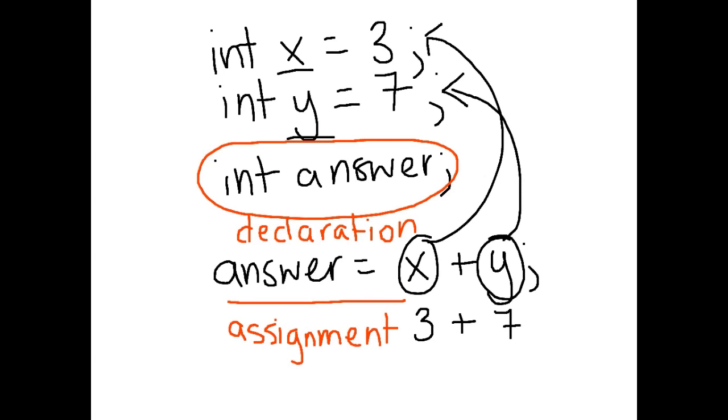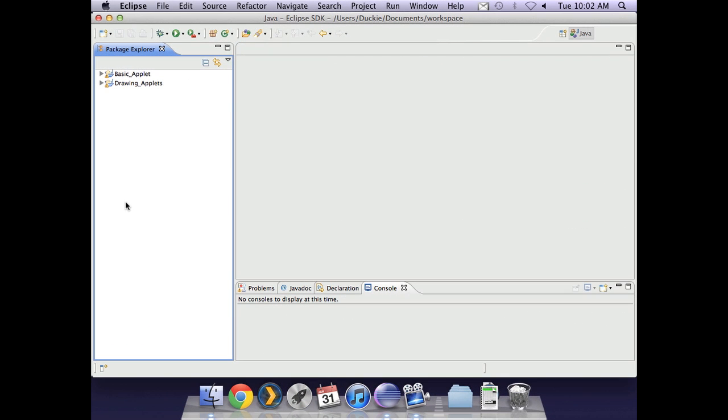Now, where I've said int x equals 3, I have declared and assigned in one step, and that is perfectly correct. Where I've used answer, I have declared in one line, and on a separate line, I have assigned a value. That is also perfectly correct. There will be different times when one style or the other is required. Let's have a look on the computer at how we would actually program this.